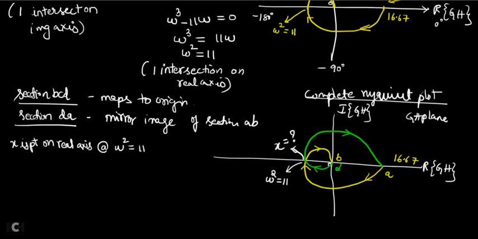Now x is the point on the real axis. So how to calculate x? X is nothing but the real part. For that real part, you should put omega square is equal to 11. That's all. Then you will get the answer for x.